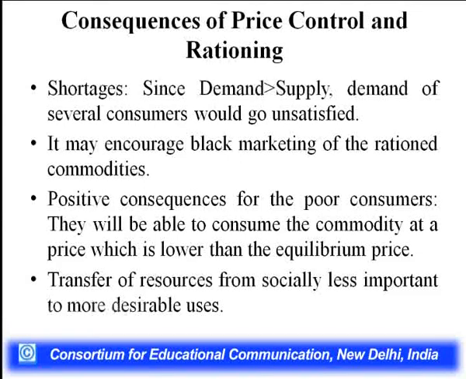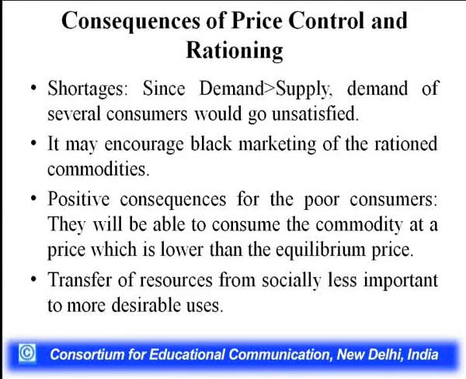What will be the consequence of the price control and rationing? The first important consequence of the price control would be a situation of shortage in the market. Since demand is greater than supply, the demand of several consumers would go unsatisfied. All the consumers may not be able to procure the commodity at the price that has been fixed by the government. So, the demand of many consumers would remain unsatisfied. This is one important consequence of the price control, and this situation has emerged because of the price ceiling.